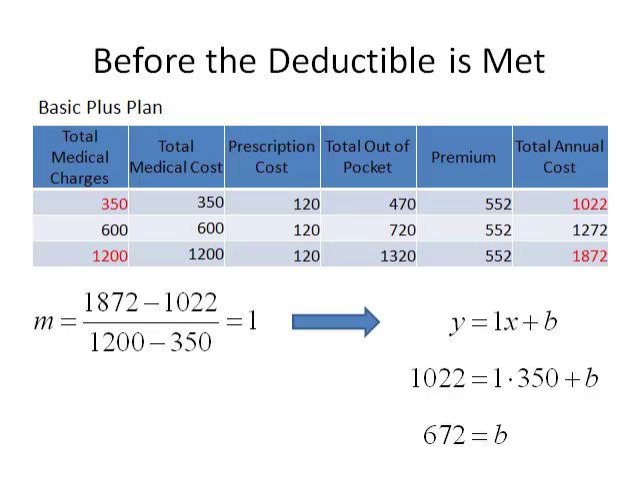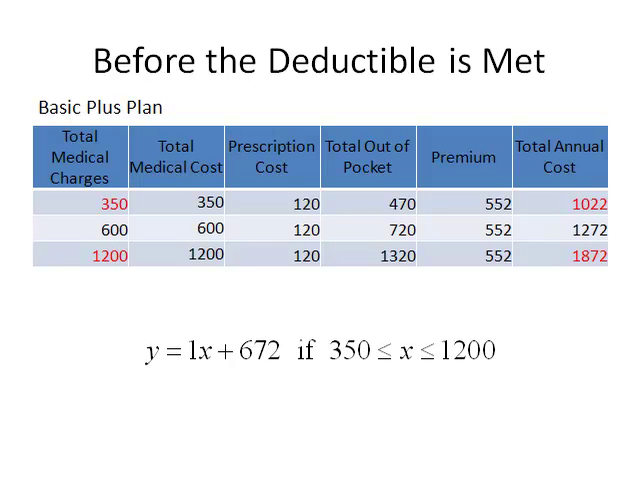The slope of the first line segment is found by using 2 points from this section. Once we have the slope, we can use it to find the y-intercept of that section of the graph. This gives us the line y equal to x plus 672 for x values from 350 to 1200.